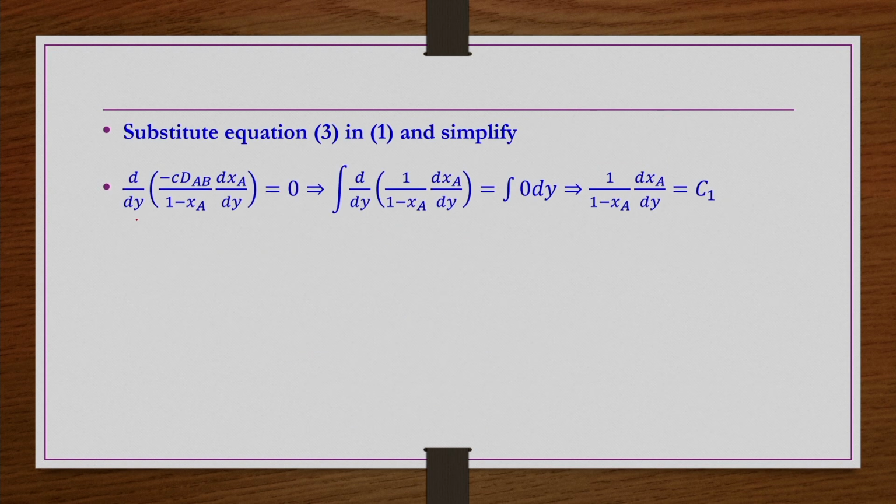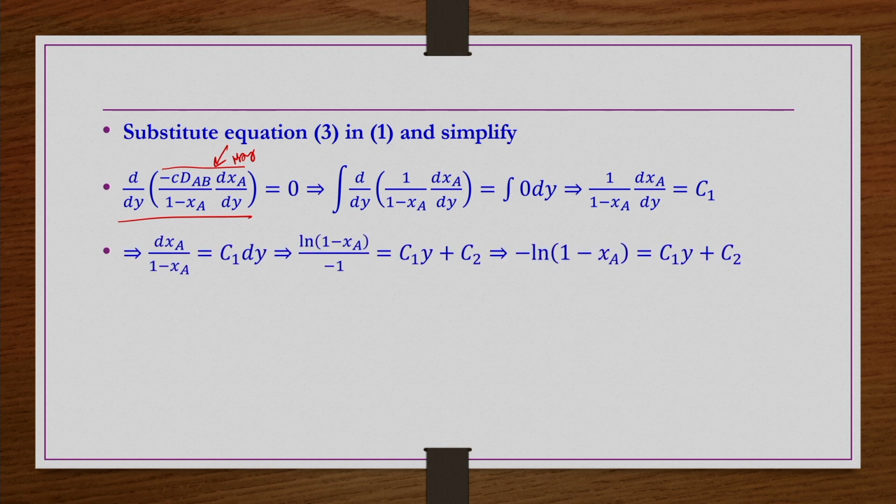So, when you substitute, this is nothing but the N_Ay term, we substituted d/dy of N_Ay equals 0. So, N_Ay is this one. Now, for this situation, part A situation, the concentration and the diffusivity we can take as constant. Then we have the integral of d/dy of (1/(1 minus x_A)) dx_A/dy equals 0 dy, that is 1/(1 minus x_A) dx_A/dy equals C1. Then further integrating, you get minus ln(1 minus x_A) equals C1 y plus C2.